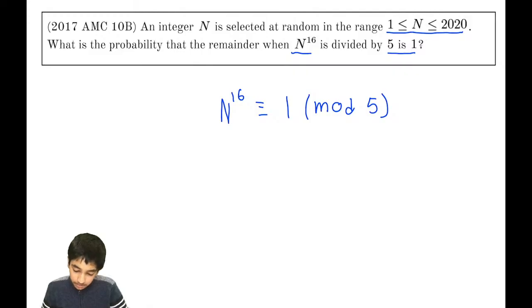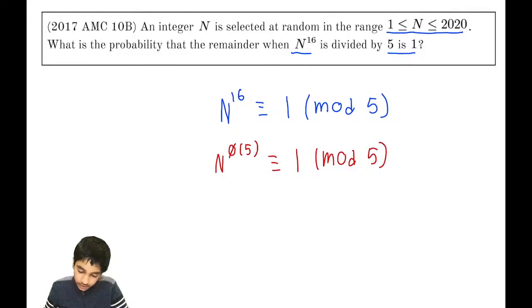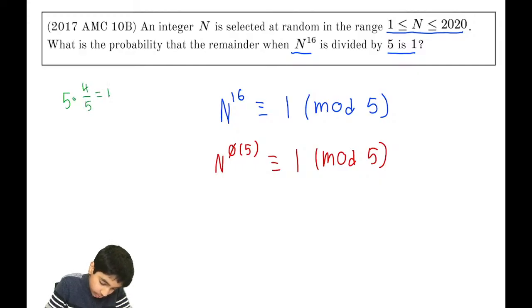So how can we do this problem? Well, let's look to our handy Euler's totient theorem. Basically, we know that n to the power of totient 5 is just going to be congruent to 1 mod 5, right? By Euler's totient theorem. And what is totient 5? Well, totient 5 is just going to be 5 times 4/5, which is 4. So totient of 5 equal to 4.